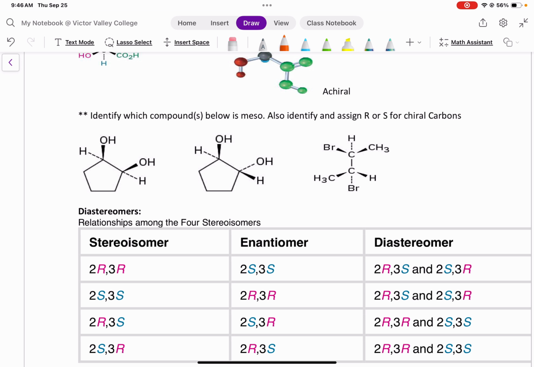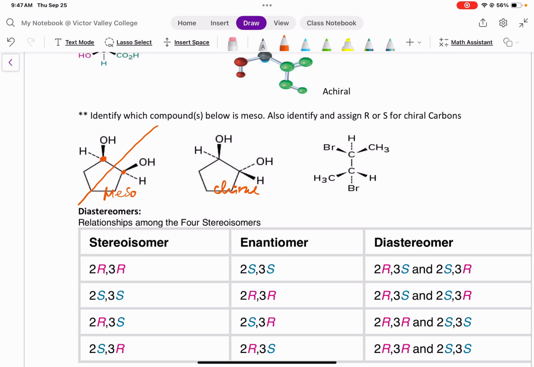Okay, we got a meso right here, has a plane of symmetry. So this molecule is meso, meaning it has 2 chiral carbons, but they are mirror images of each other, so they cancel out. This one, no, because one oxygen is towards the viewer and one oxygen is away. So this is chiral.